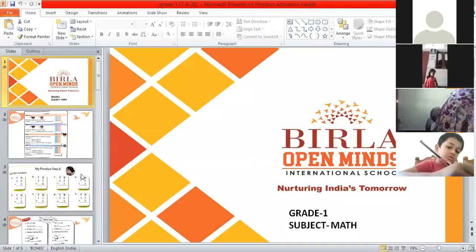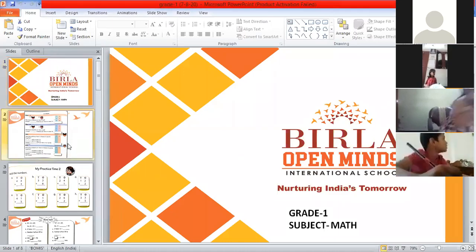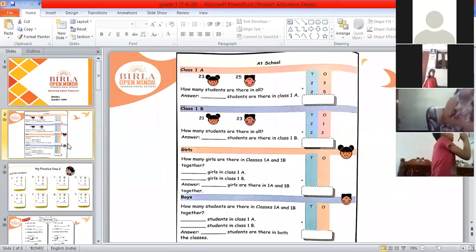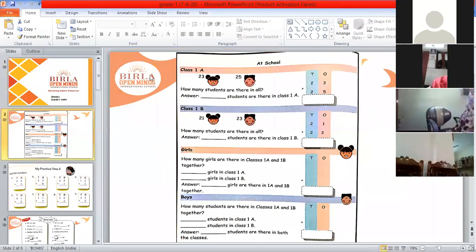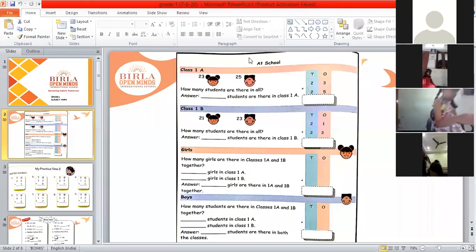Yes, children, open page number 36 of your math course book. Write date and classwork there. Okay, so we will start addition again. We will add a 2-digit number with a 2-digit number.